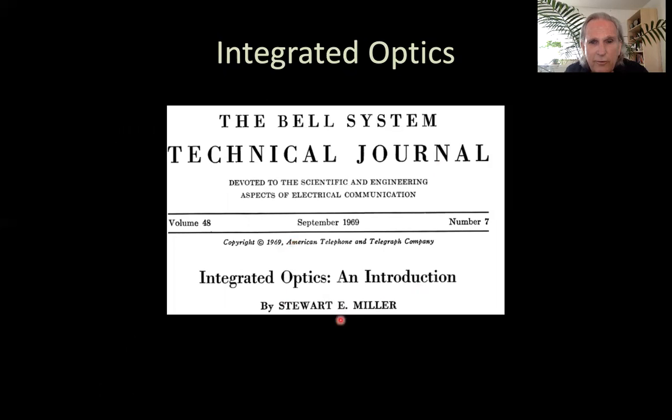Here we go. Stewart Miller, this was 1969 at Bell Labs. This whole issue of the Bell System Technical Journal, these issues could sometimes be very, very long. This one was pretty long. There were a lot of papers. Stewart wrote his overview, and then he had one or two papers in there, but there were probably 30 papers in there, some of them long, by Goell and Marcatili and Marcuse, and the big names of fiber optics that later became big names of fiber optics were also part of this integrated optics effort.